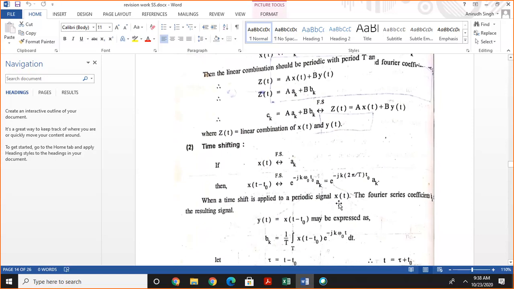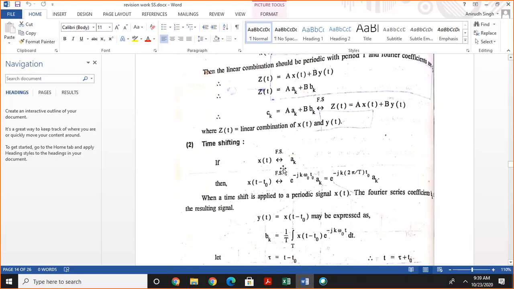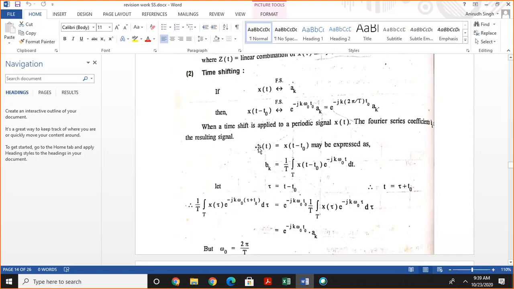Then if z of t is a linear combination of x of t and y of t, the Fourier coefficients of z of t are given by the same linear combination of ak and bk. It's given by this.